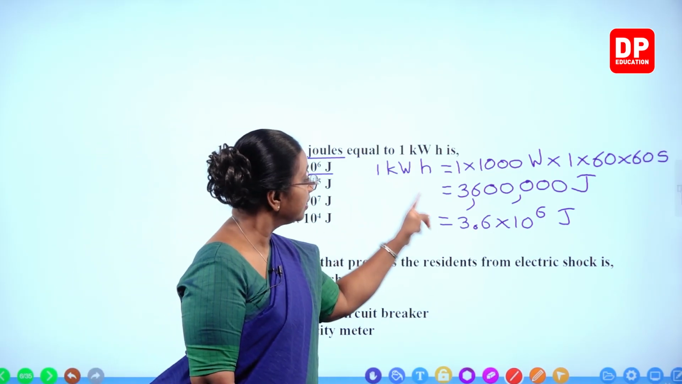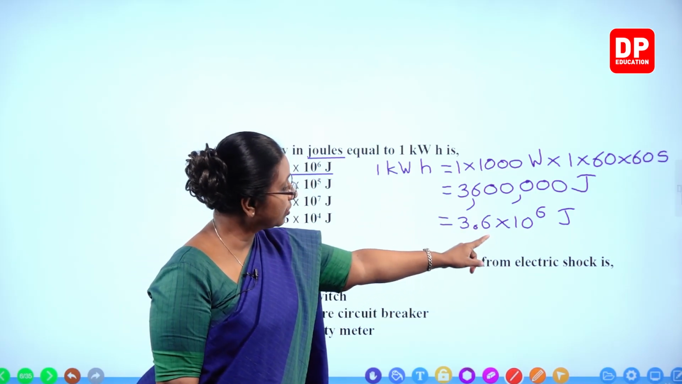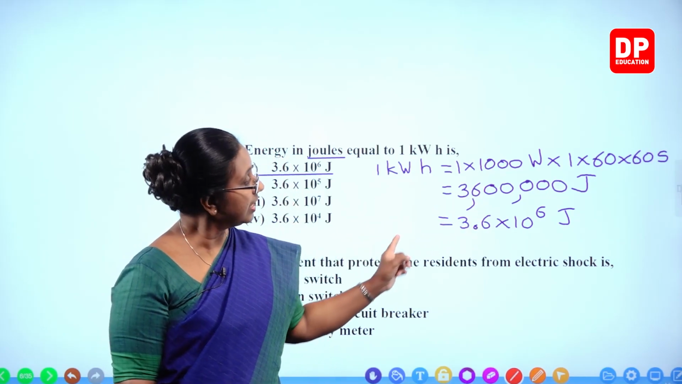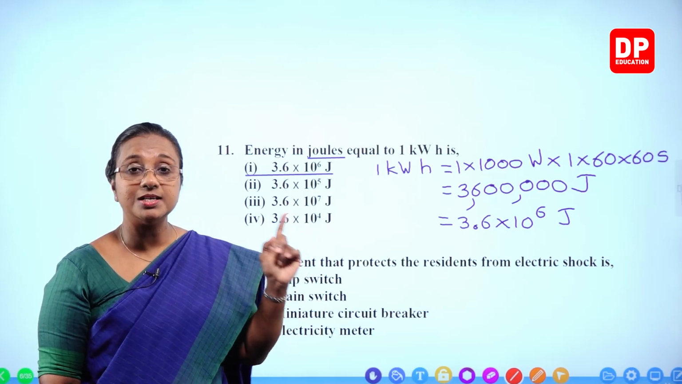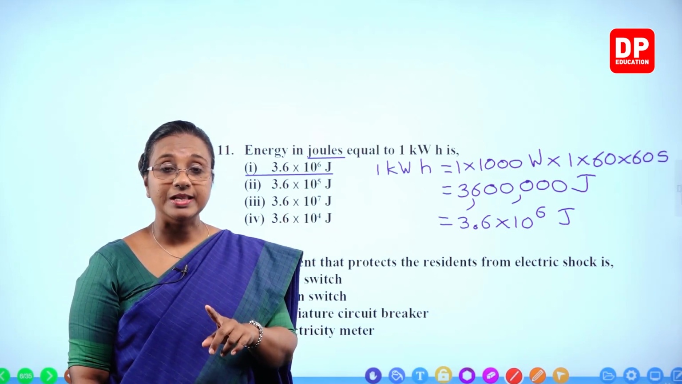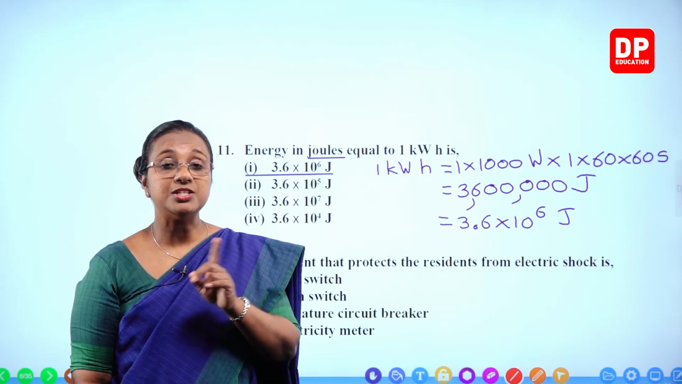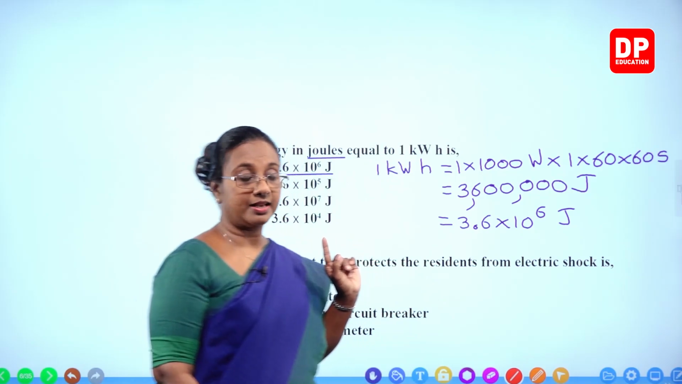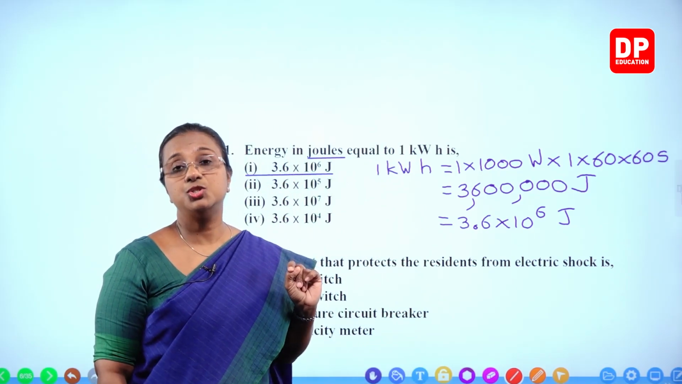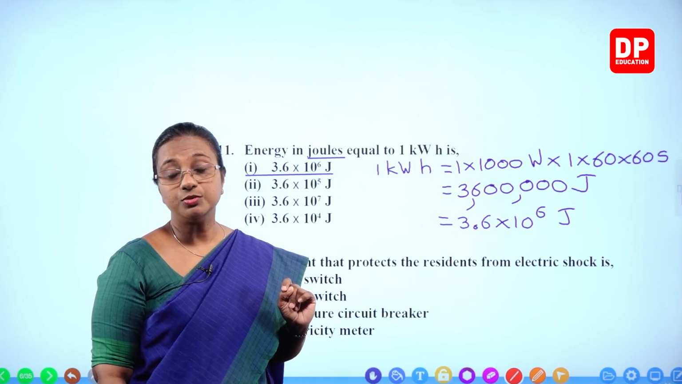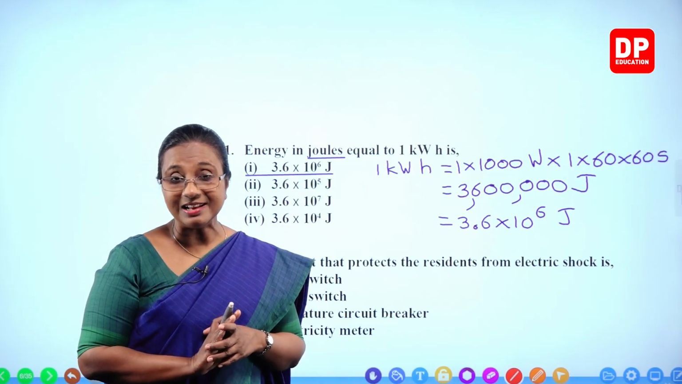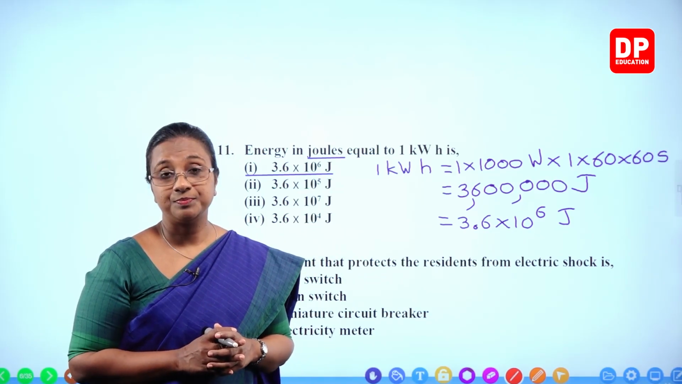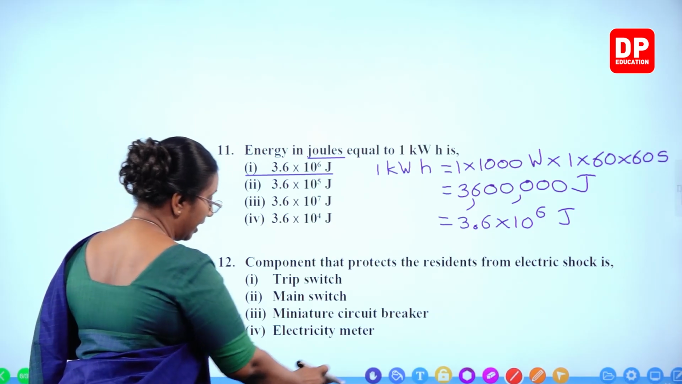But you should know the conversion. From kilowatt hours to convert to joules, you have to first convert it to watts by multiplying by 1000, and also you need to convert hours to seconds. Hours to minutes you multiply by 60, minutes to seconds you multiply again by 60. So 60 into 60 seconds. You will get the answer in joules. Watt seconds is equal to joules. I am sure you will remember that, because energy equals power into time. So we have got the answer.